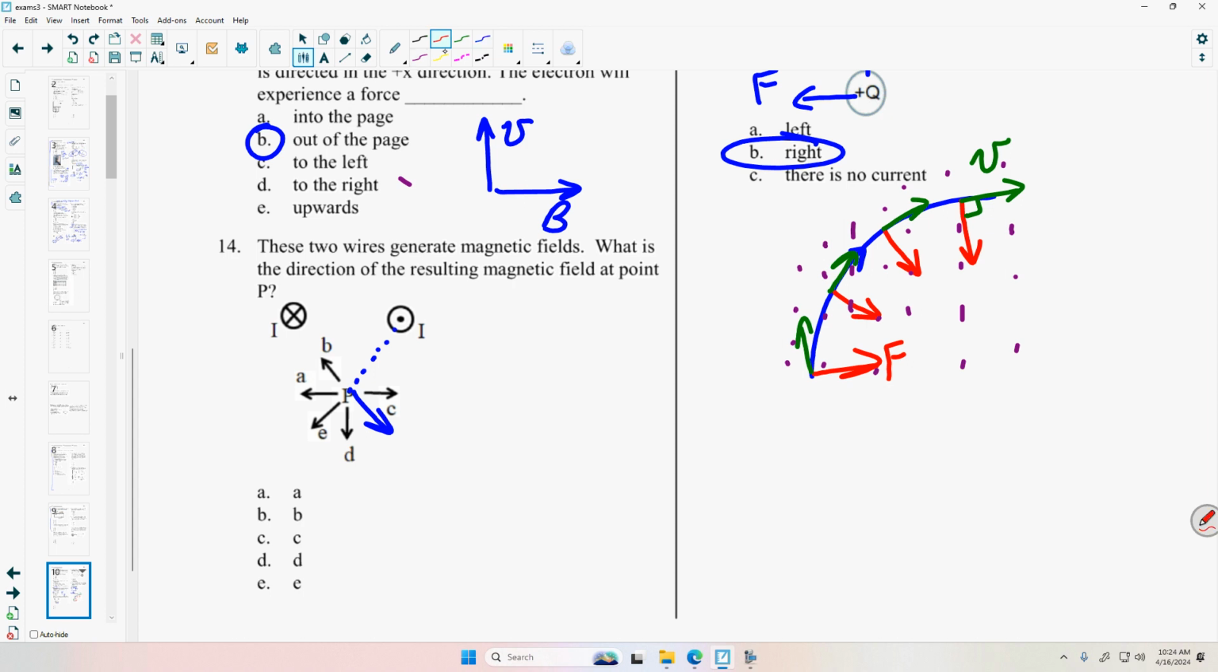And then I can do a similar thing for the other wire. The magnetic field due to this wire was into the page, so the magnetic field wraps around clockwise, so at point P, it's going to be pointing in the same direction as that E vector. So the net magnetic field is going to be the sum of those two vectors, or vector D. There are some others. It comes up a few times on the exam.